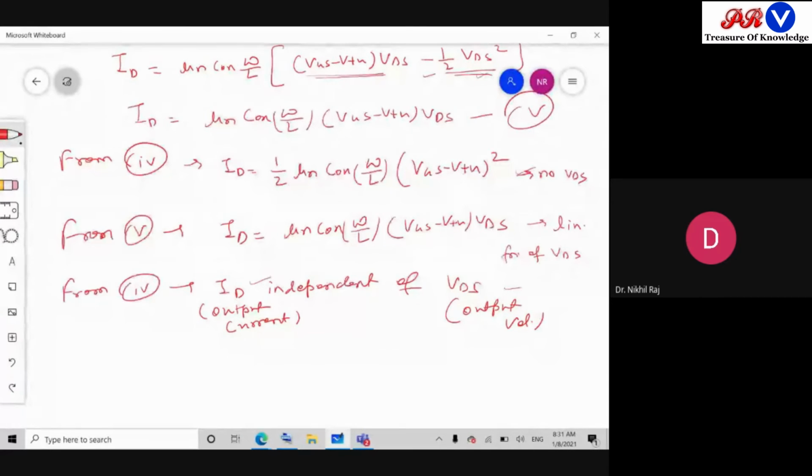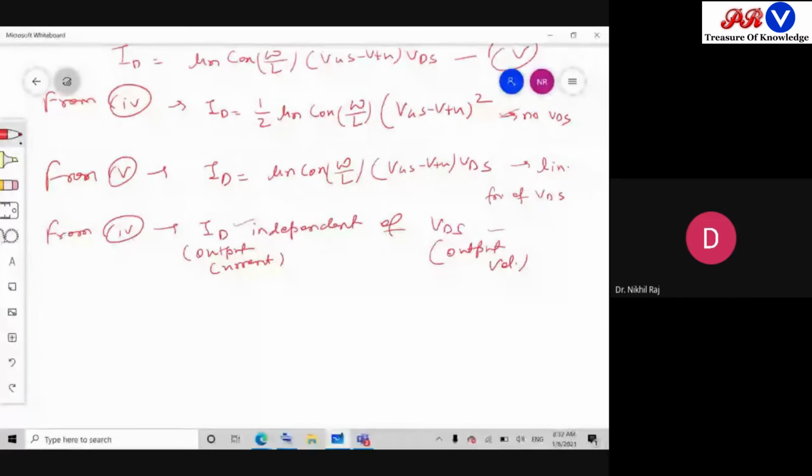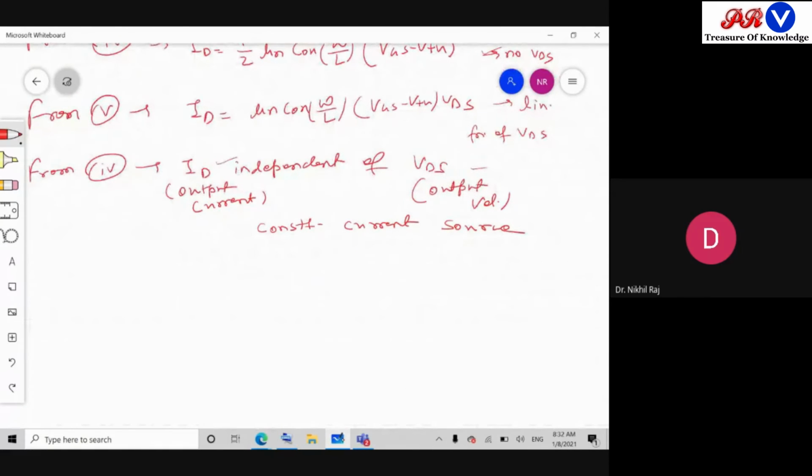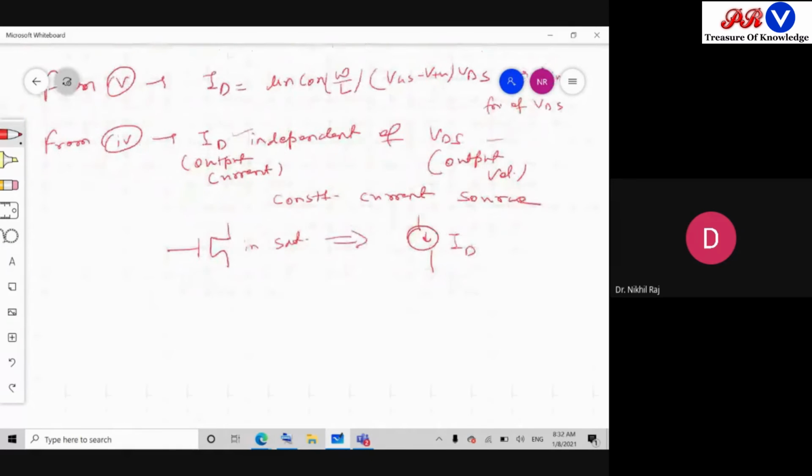Means what? If there is a change in the output voltage, then also my output current will not be disturbed. So what type of property is it showing? It is showing a constant current source. Means it is behaving like a constant current source. So I can say a MOSFET in saturation will be represented by a current source of ID value. Okay, this is ID current flowing. So this is the saturation case.